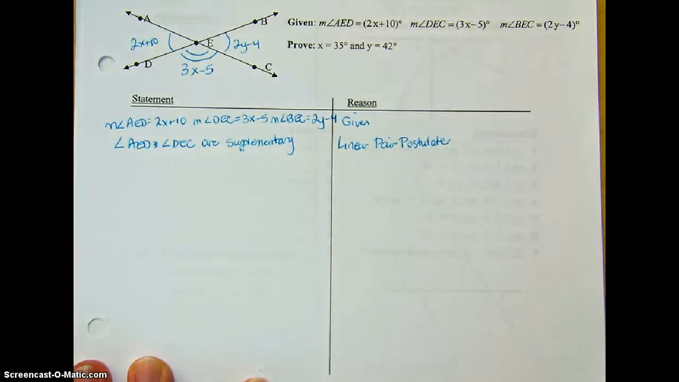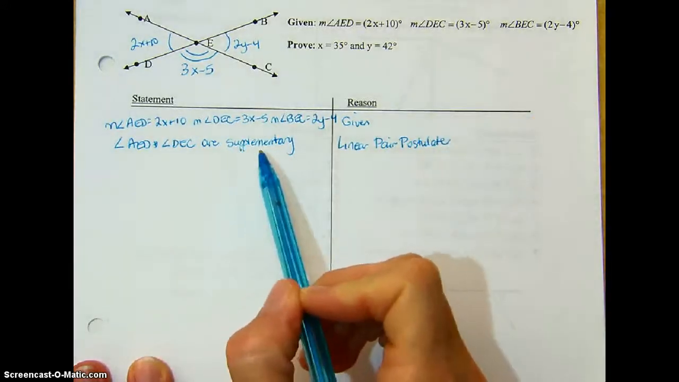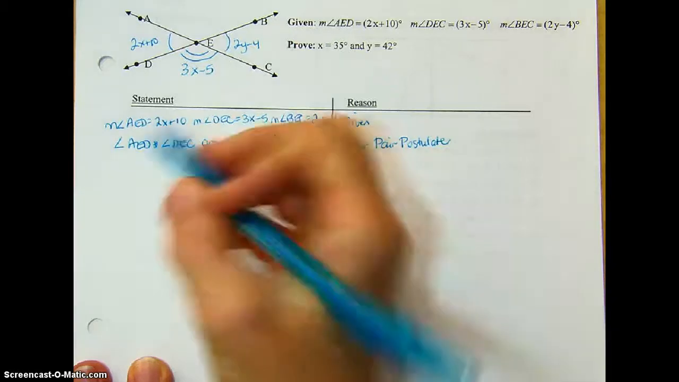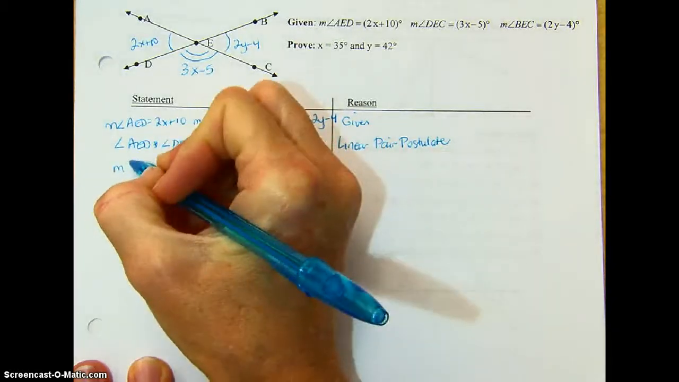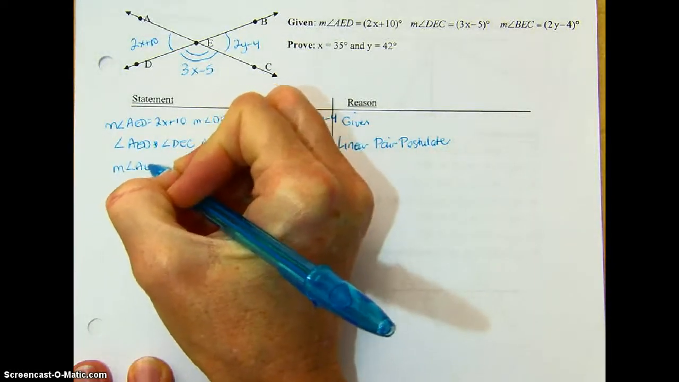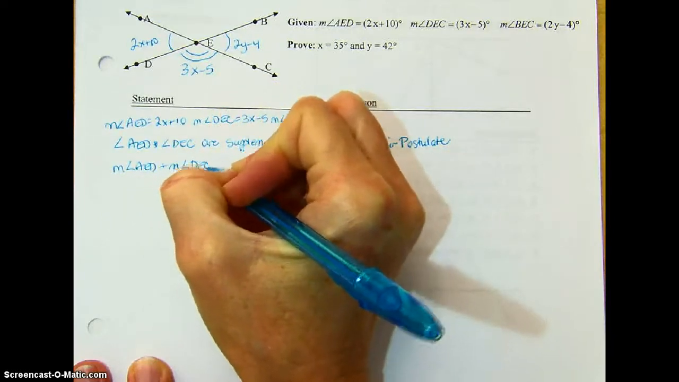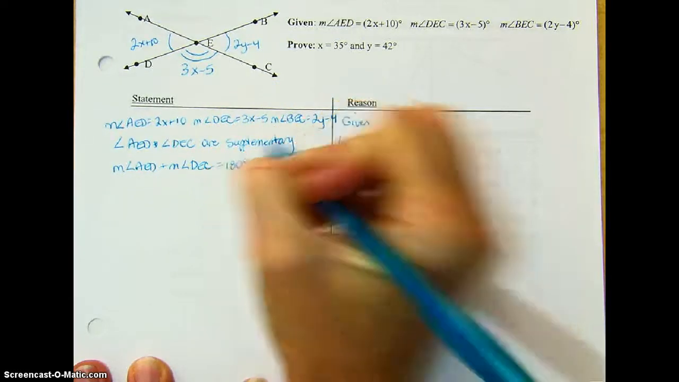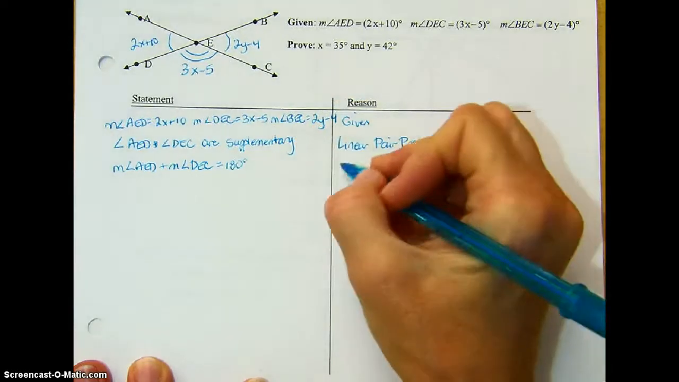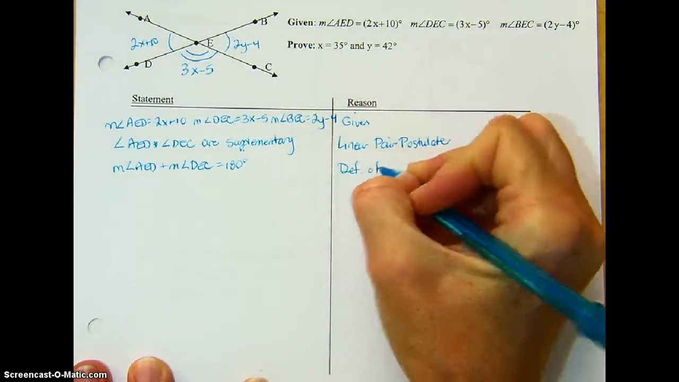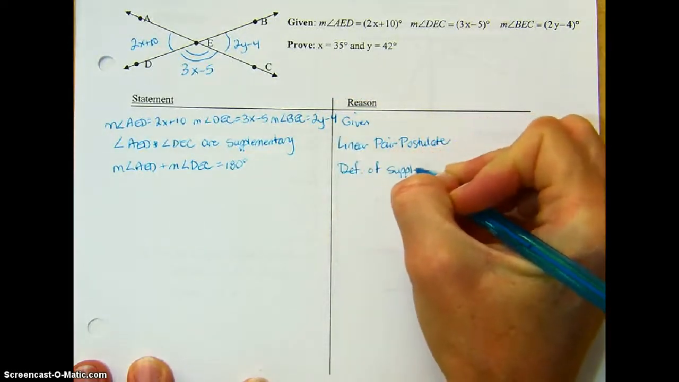All right, and then from there, well, supplementary, right? Use our breadcrumbs. What do we know about supplementary angles? Oh, they add up to 180 degrees. So the measure of angle AED plus the measure of angle DEC is equal to 180 degrees. And how do we know that? The definition of supplementary angles.